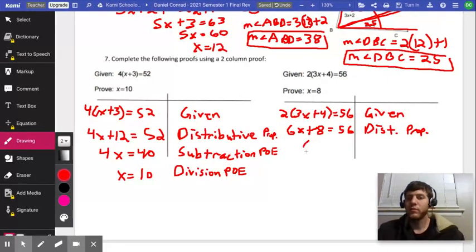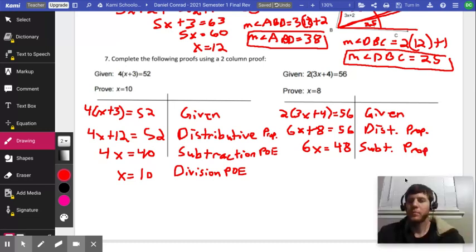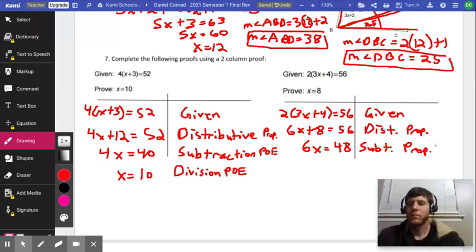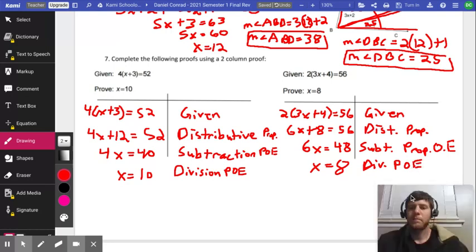We subtract 8 from both sides. That's going to be 6x equals 48. That is your subtraction property of equality. Then you divide both sides, so that's going to be x equals 48 divided by 6, which is 8. And that's your division property of equality.